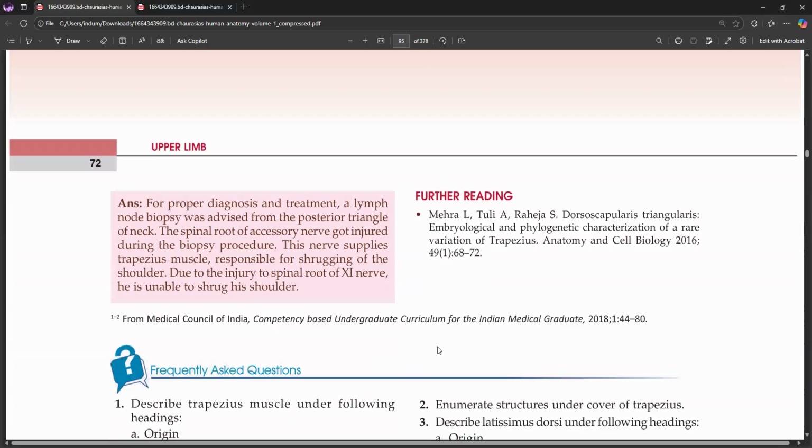For proper diagnosis and treatment, a lymph node biopsy was advised from the posterior triangle of neck. The spinal root of accessory nerve got injured during the biopsy procedure. This nerve supplies trapezius muscle responsible for shrugging of the shoulder. Due to the injury of spinal root of 11th nerve, he is unable to shrug his shoulder.